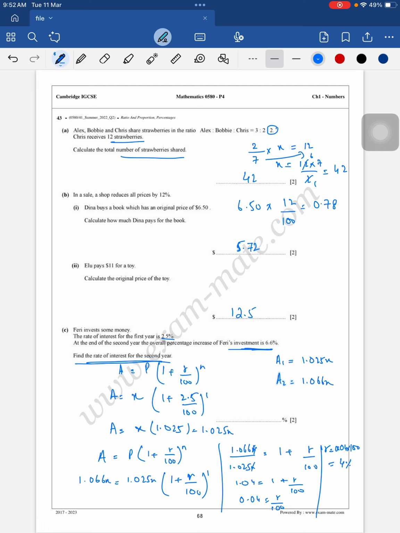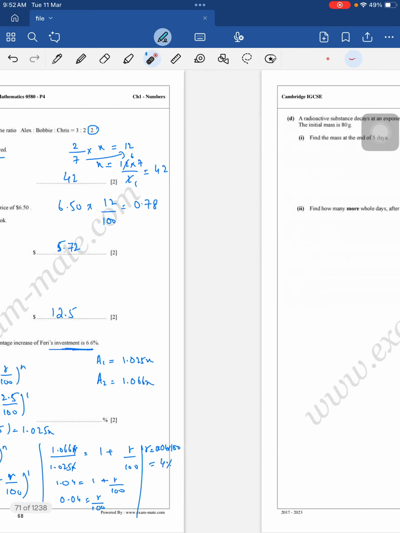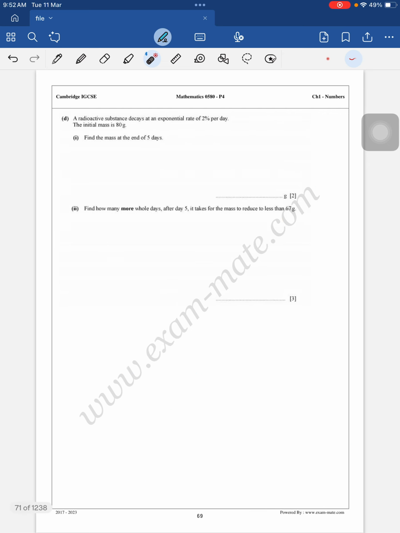The principal amount came to be 1.025, which we obtained after the first year. It became the principal for the second year, and after the second year, the amount she got was a 6.6% increase, so it is 1.066. We had to find out the rate of interest for the second year. Clear? Okay, a radioactive substance has an exponential decay of 2% per day.